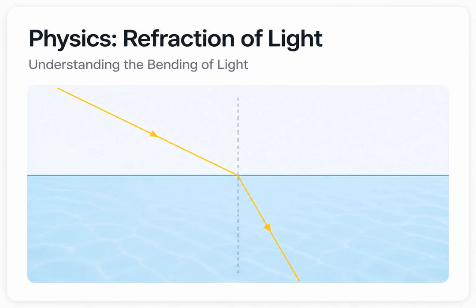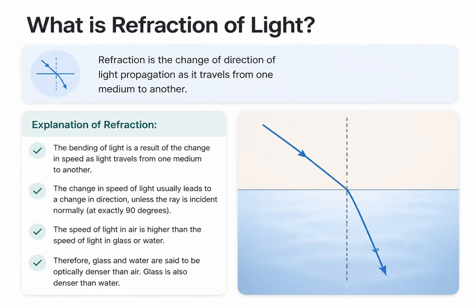Welcome to our lecture on the refraction of light. Today, we're going to explore what happens when light travels from one medium to another and why it doesn't always travel in a perfectly straight line. Let's start with the basics. Refraction is simply the change of direction of light as it travels from one medium into another.